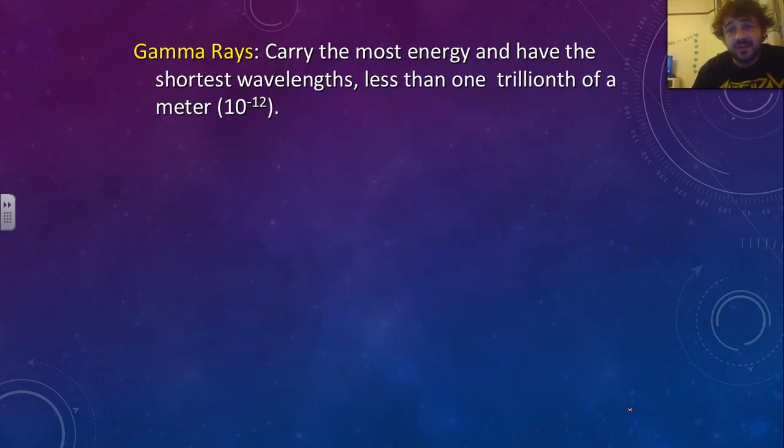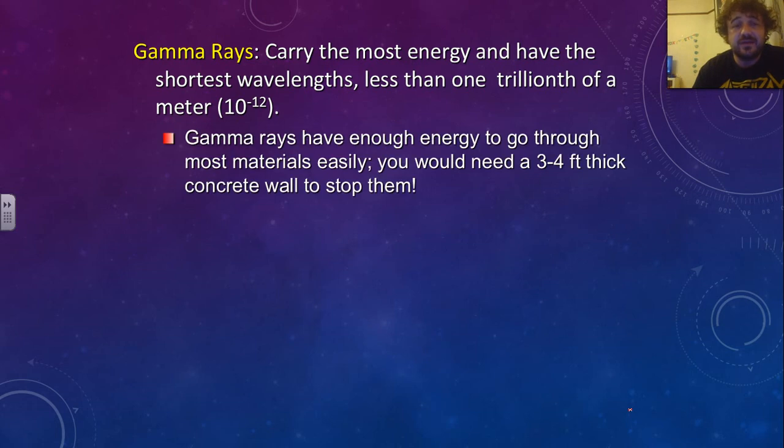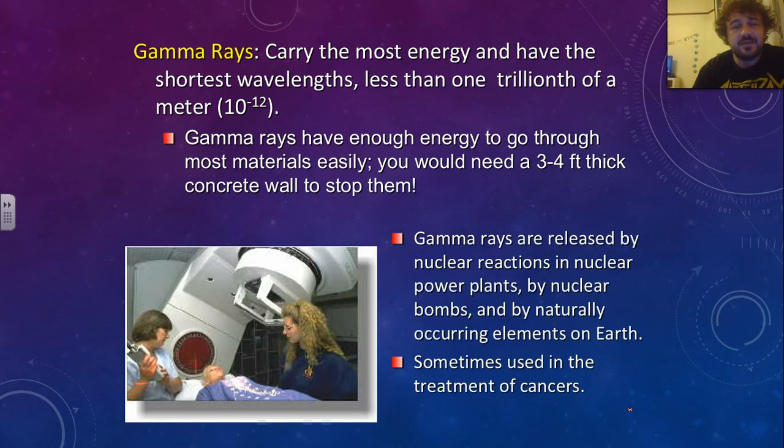Gamma rays have the most energy, and consequently the shortest wavelength, and they get down to the picometer, or trillionth of a meter. They have enough energy to go through most materials easily, and you need a meter thick concrete wall to stop them, or, I don't know, 30 centimeters of lead, thereabouts.